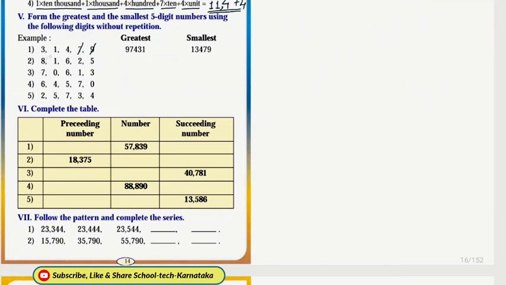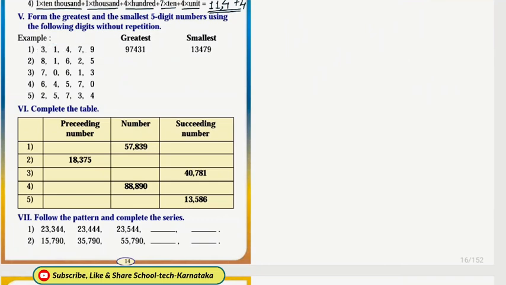So, like in this example, when we compare all these, we have 9 as the greatest digit. It is 9. And from the remaining digits, we have 7, then 4, and from this, we have 3, the greatest, and the remaining 1. So the greatest number is 97,431.